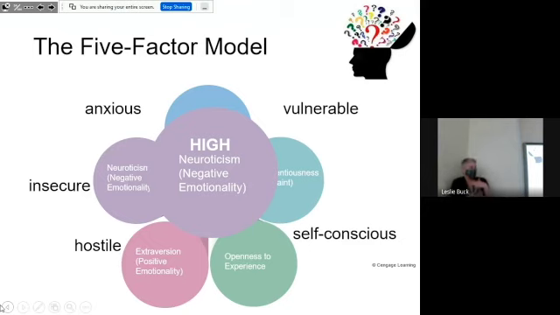Hostility oftentimes comes out of fear. So I feel vulnerable. I'm like the cat backed into the corner. And what am I going to do? I'm going to be hostile. I'm going to react out of that sense of vulnerability. So people who have high levels of neuroticism tend to feel a little anxious and insecure.